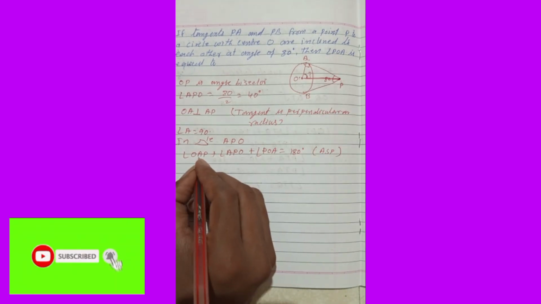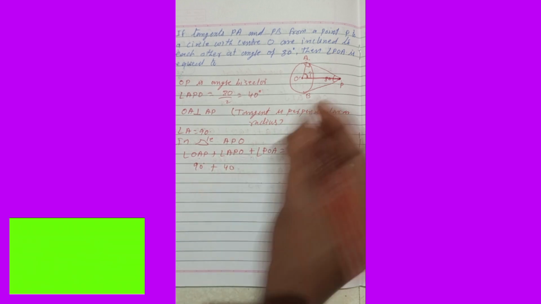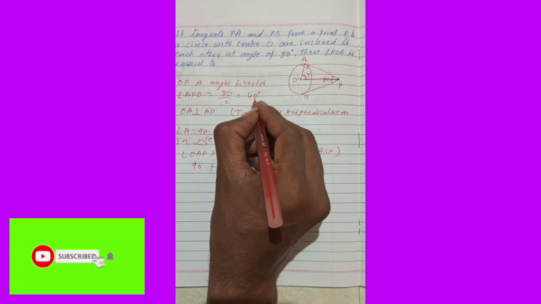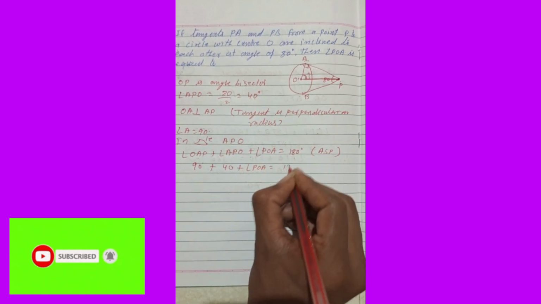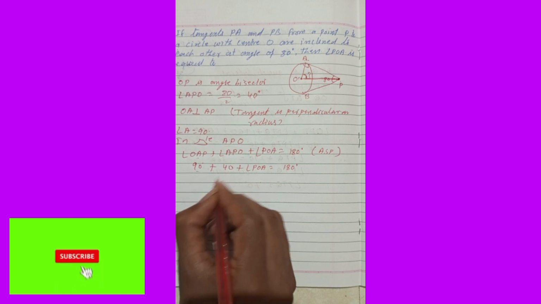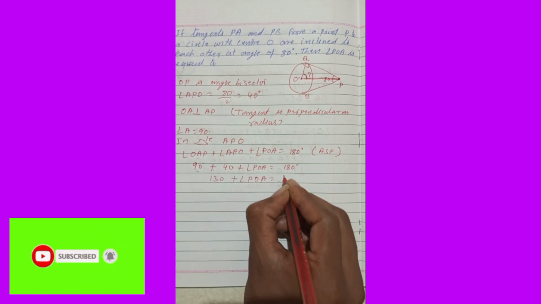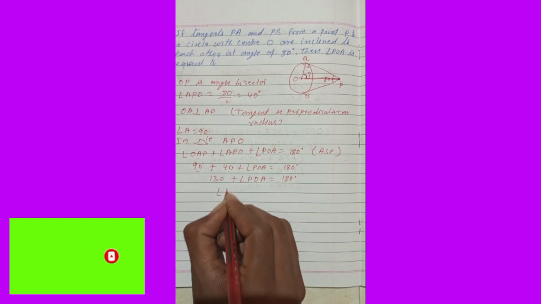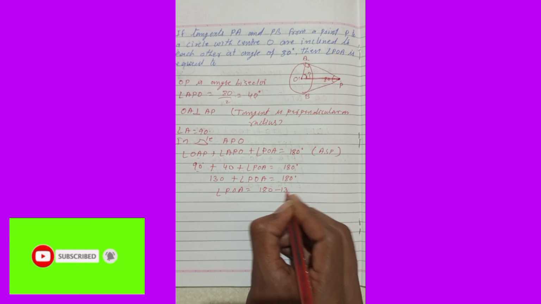So angle A is 90 degrees. We know this angle is given as 40 degrees because the 80 was halved. So 40 degrees plus angle POA is equal to 180 degrees. So this becomes 130 plus angle POA is equal to 180 degrees. Then angle POA is equal to 180 minus 130.